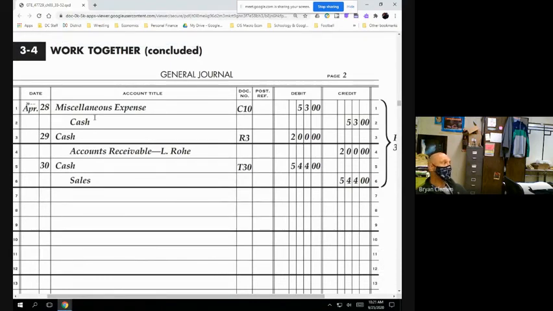Pay cash with postage, $53.10. Okay, and then debit and credit. Miscellaneous expense, debit, cash, credit.